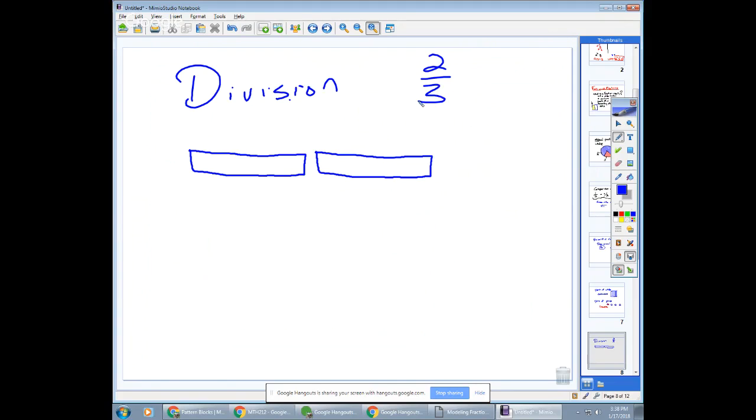So here's what I want you to do right now. Draw those 2 chocolate bars to the best of your artistic ability and attempt to cut them up so 3 people can share equally.